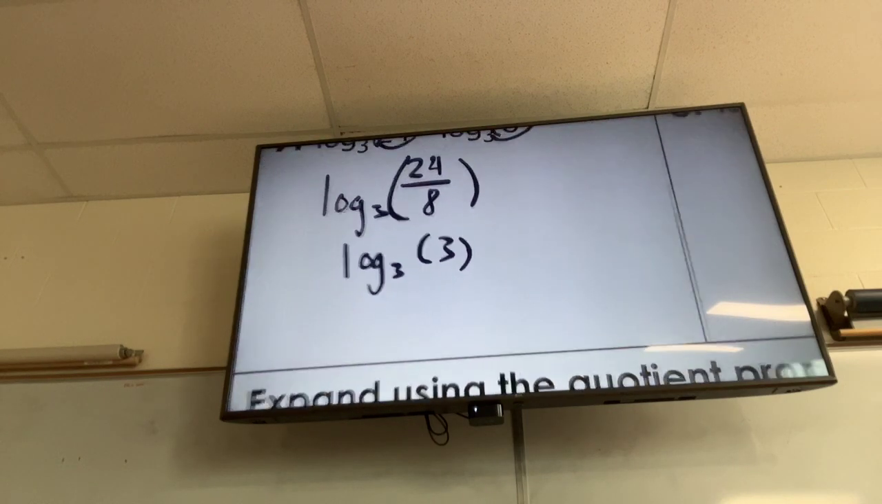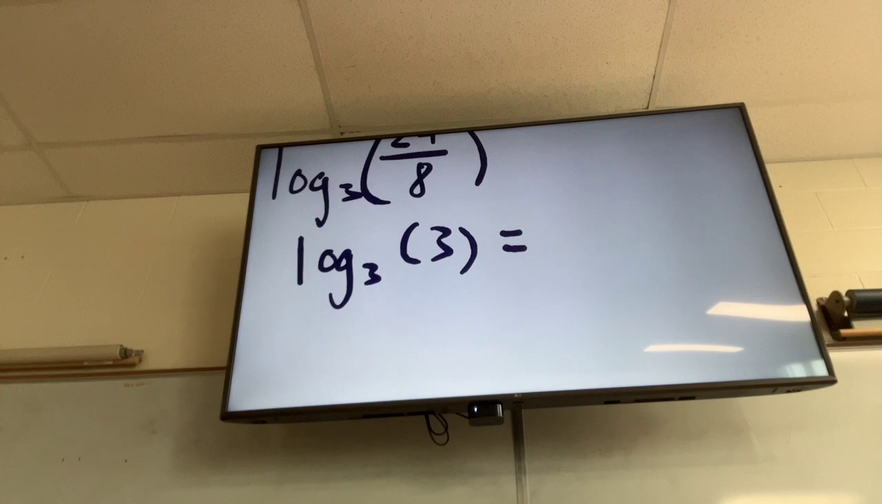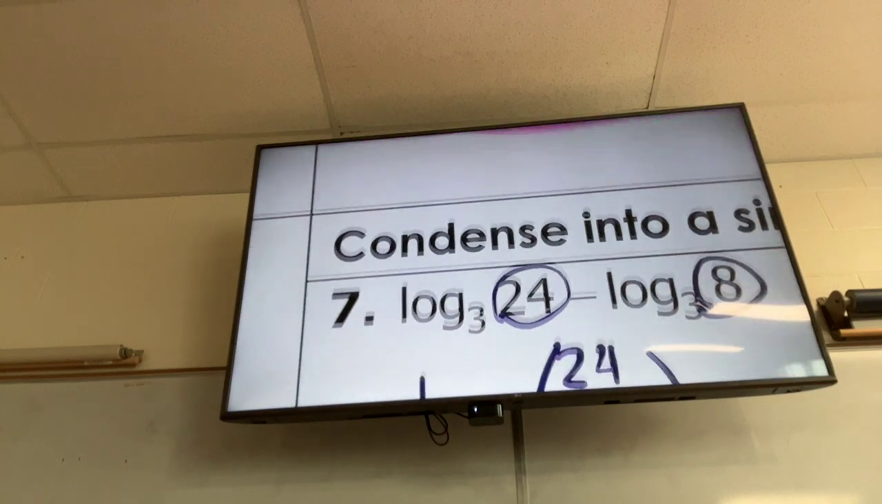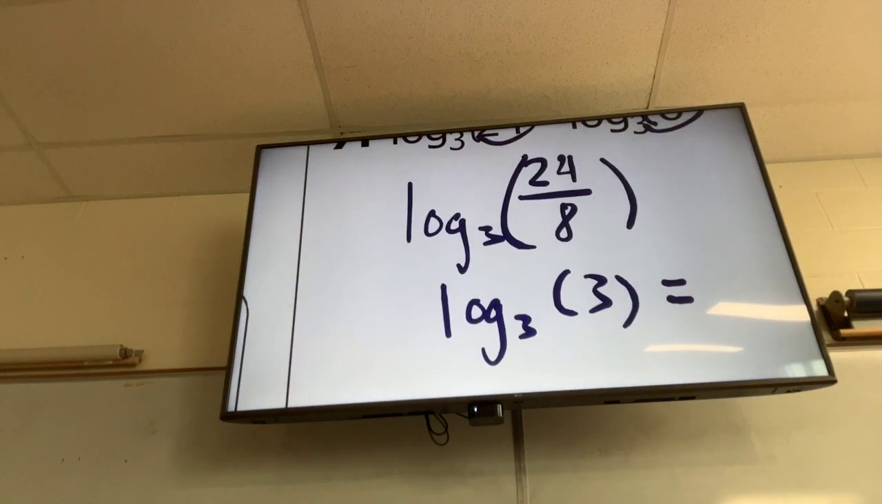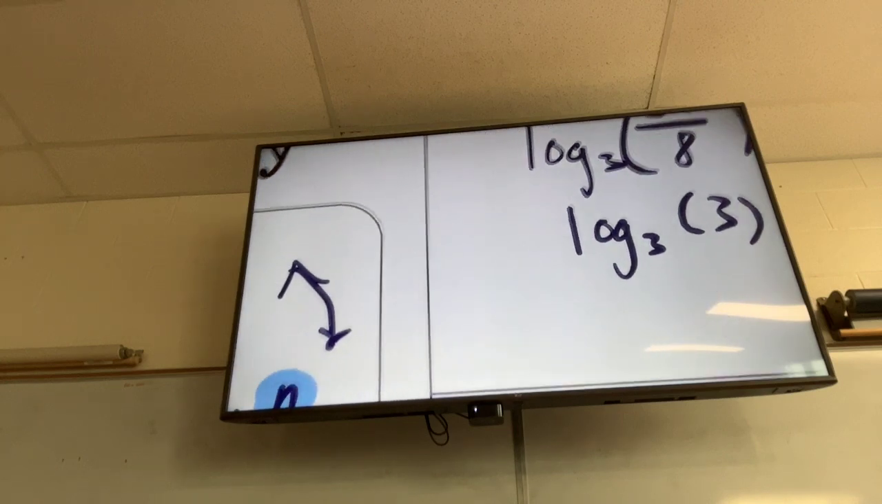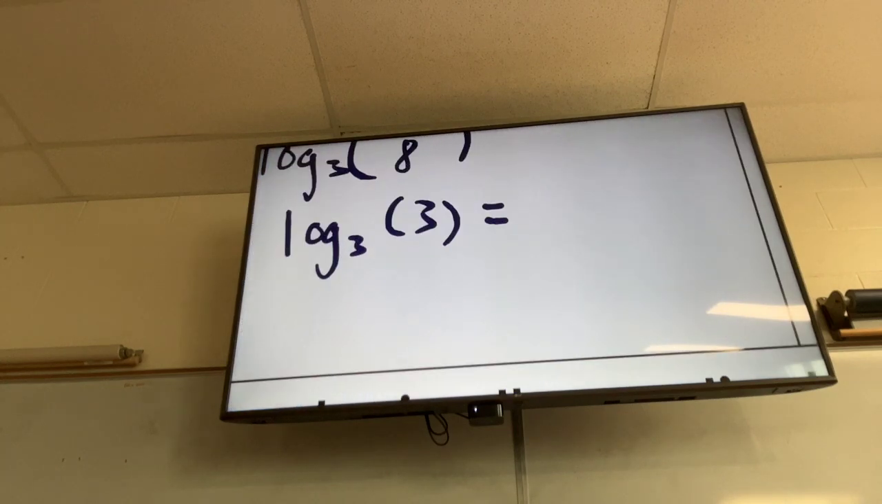And it says to simplify if possible. What's this logarithm equal? Wait, how did you get the 3 in the parentheses? The 3? Yeah. 24 divided by 8 is 3. Oh, so you just... Yep. And what does that equal? What's log base 3 of 3?